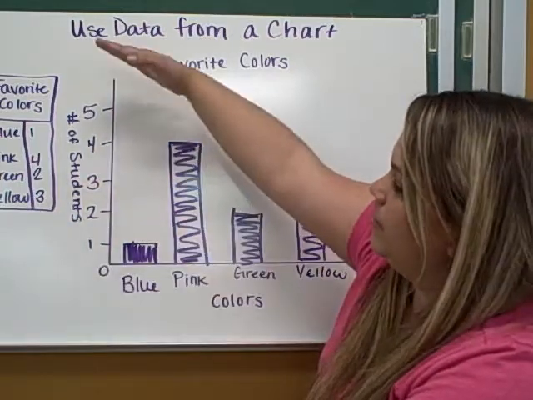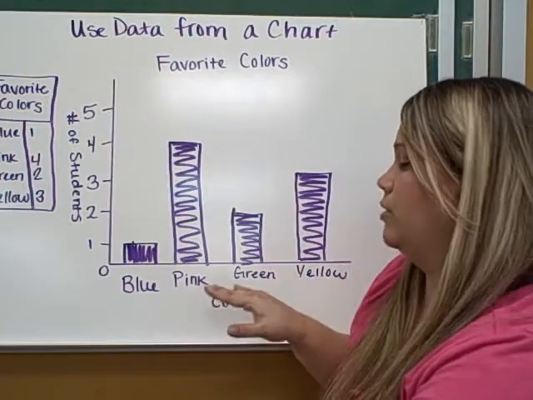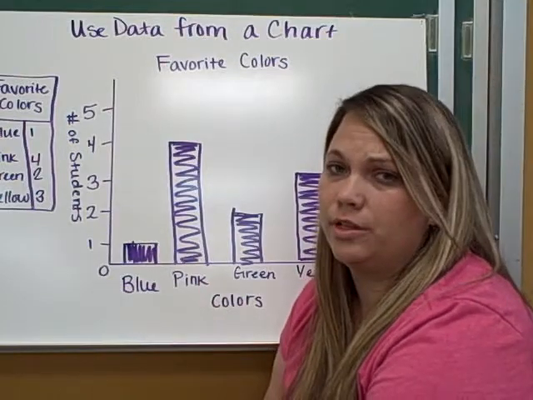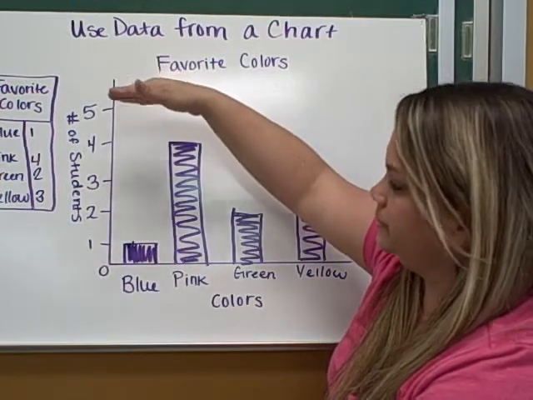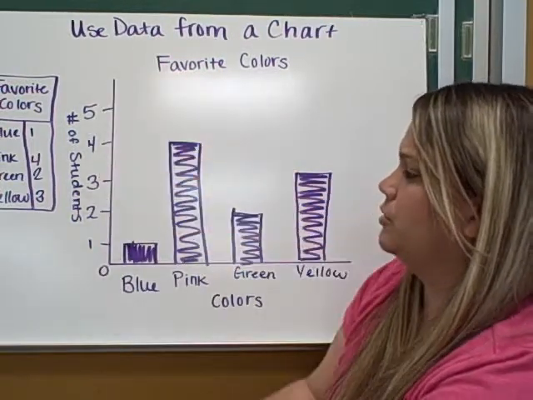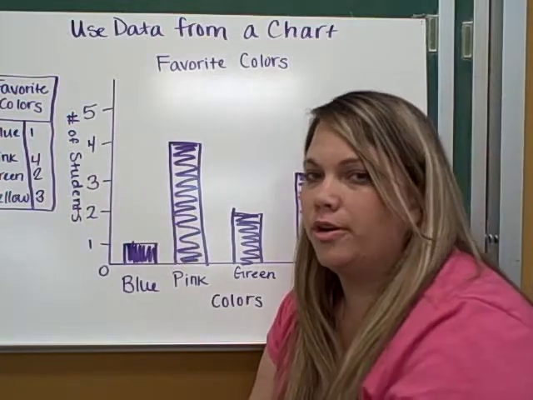So I'm going to put my scale on my vertical axis. You can put it on your horizontal axis. It's totally up to you. I used up to 5. And I labeled it number of students because that's what these numbers represent. And then you simply draw your bars.